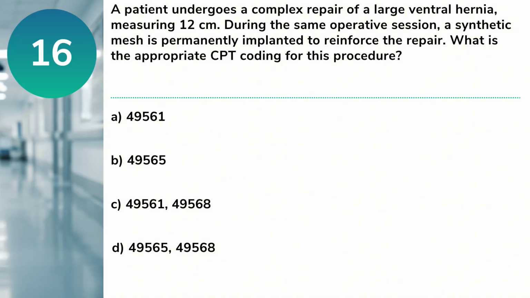Question 16. A patient undergoes a complex repair of a large ventral hernia, measuring 12 centimeters. During the same operative session, a synthetic mesh is permanently implanted to reinforce the repair. What is the appropriate CPT coding for this procedure? A. 49561. B. 49565. C. 49561, 49568. D. 49565, 49568.